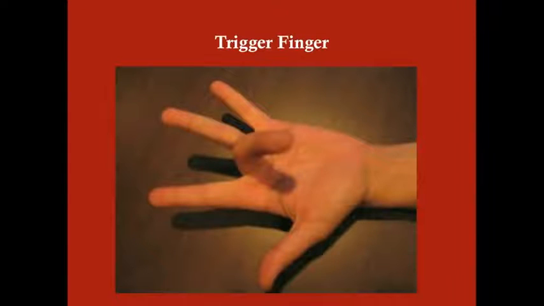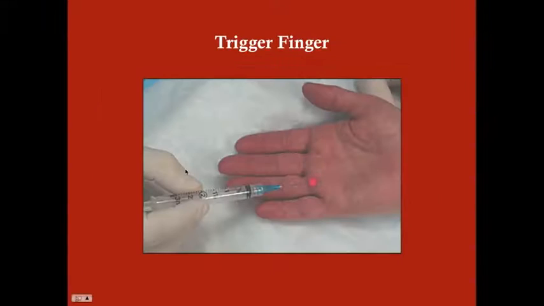So here's a patient with trigger finger. They've tried to extend all their fingers. All these fingers are working properly, but right up here, there's an inflammatory nodule that's not allowing this tendon to slide and extend the finger as properly. And right here is where you give the injection.